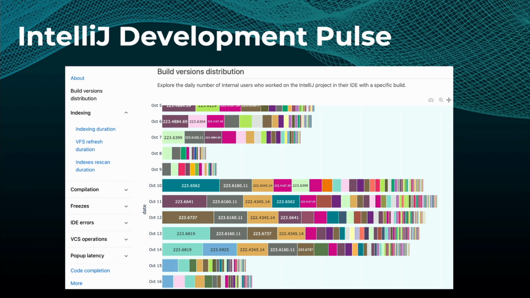We have also built a thing called IntelliJ Development Pulse. This is essentially a custom reporting system that shows some of the metrics for how IntelliJ is used internally. For example, this report shows the distribution of build versions among the team, so you can see how many people use nightly builds or EAP builds or other builds. And we also track key metrics like how the developer's time can be wasted, such as indexing, compilation, and VFS refresh.